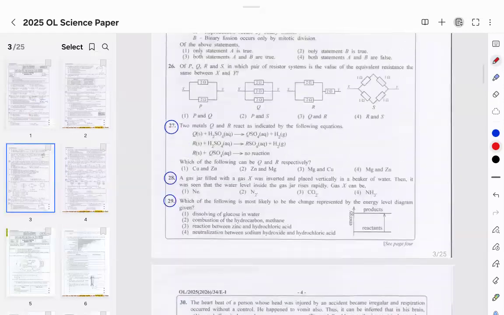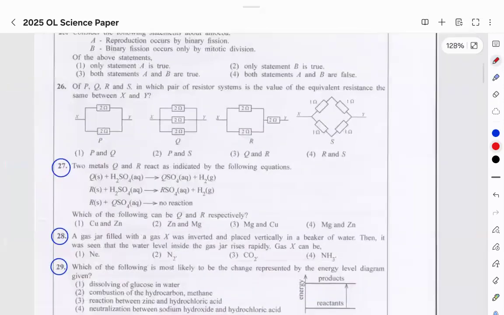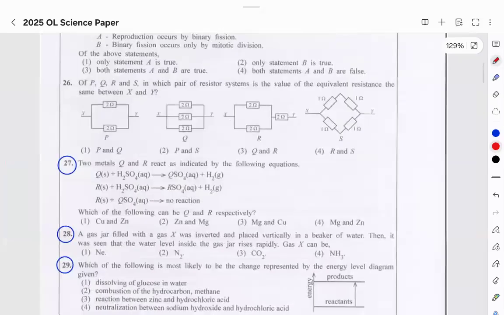Look at the question they have given, right? Now here they have given sulfuric acid. Both of them are reacting with sulfuric acid. Students, both of them reacting with sulfuric acid means definitely they have what? High reactivity. Q and R both are reacting with sulfuric acid and hydrogen gas is liberated. But when R is reacting with QSO4, there is no reaction. Now tell me, which one is more reactive? Q or R?